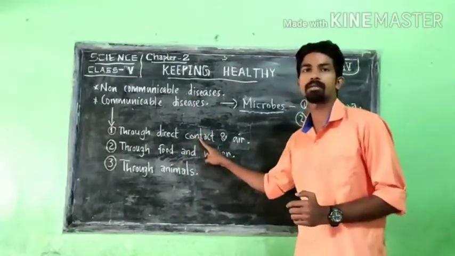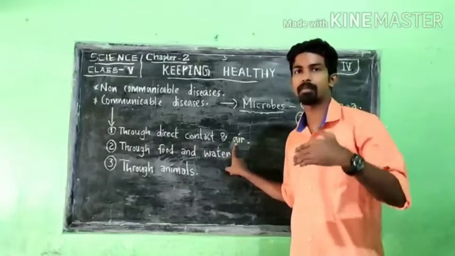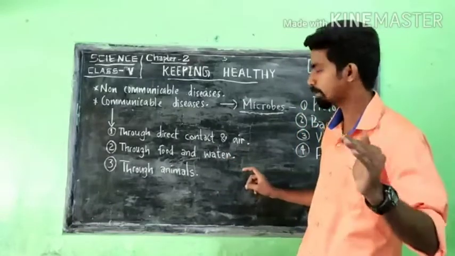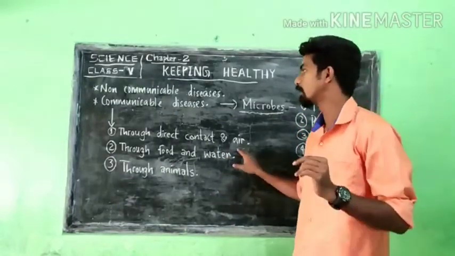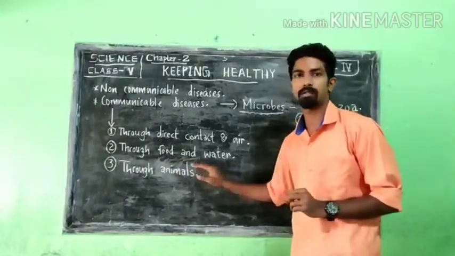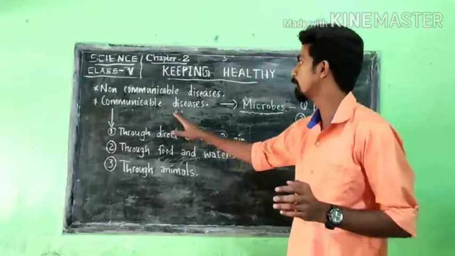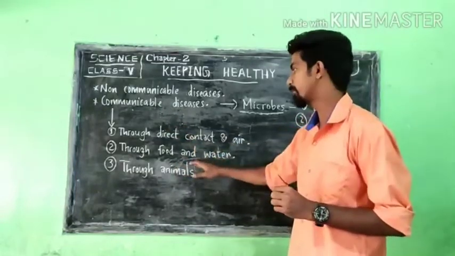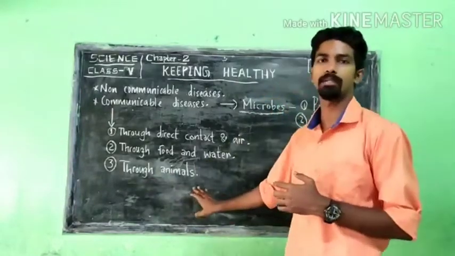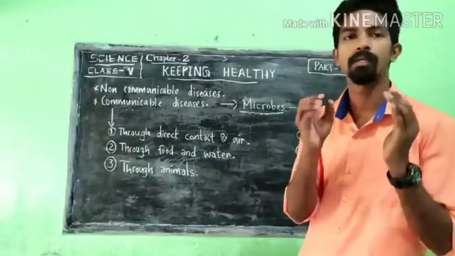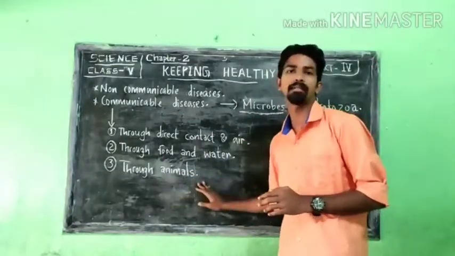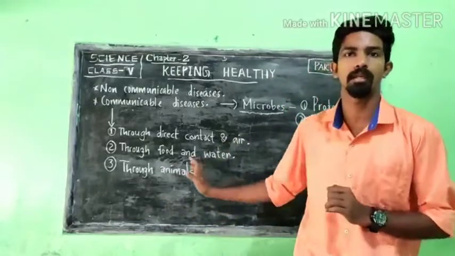First one, through direct contact and air. If the affected person has direct contact, what will happen? If you touch the affected person, if you talk with the affected person, directly you will get the disease. Second one, through food and water. Through contaminated food and water, communicable disease can spread from one person to another person. And the last one is through animals also. Communicable disease can easily spread from one person to another person through animals like mosquitoes, flies, etc.